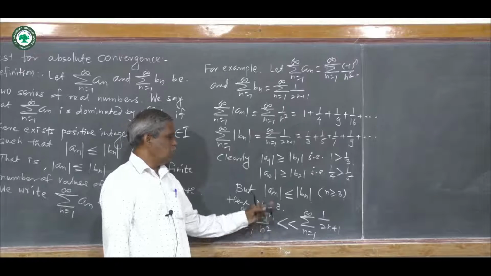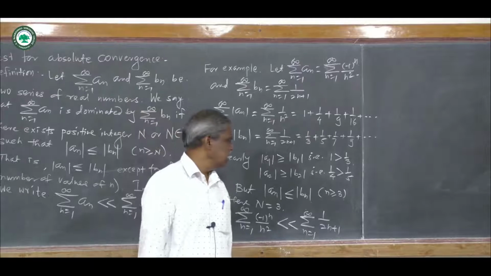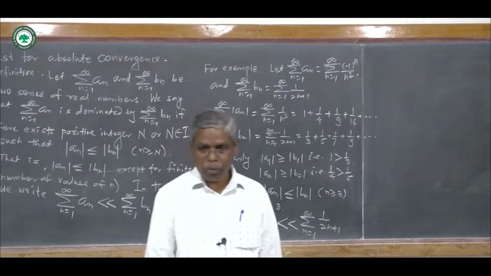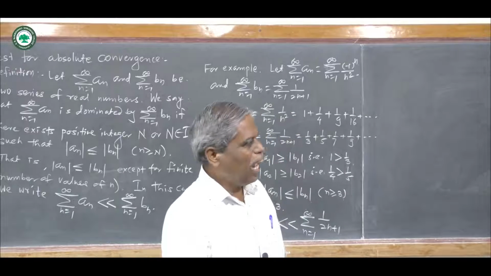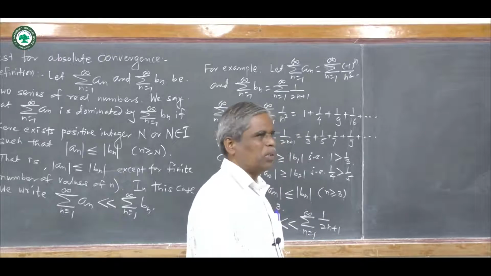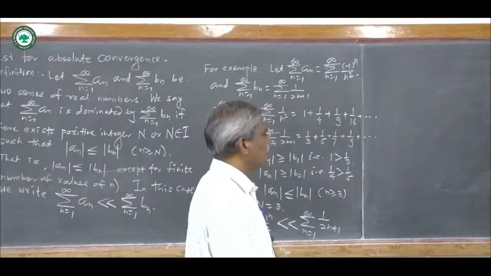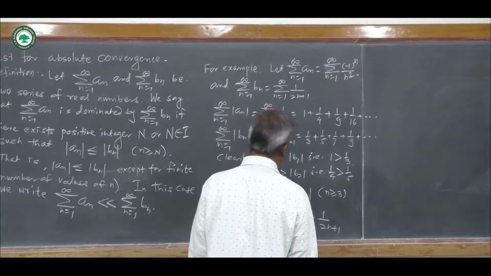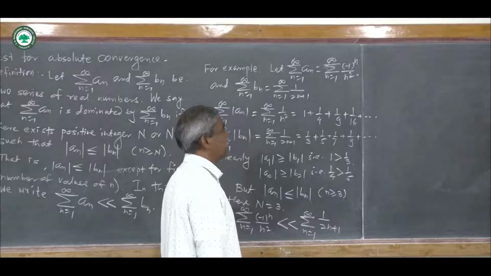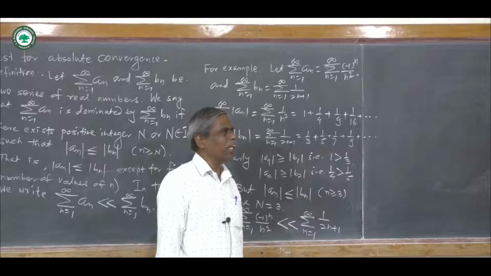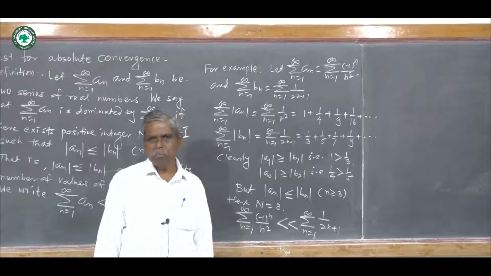This result, mod an is less than or equal to mod bn, is not true only for n is equal to 1 and n is equal to 2. That is, it holds except for a finite number of values of n. Therefore, this series sigma an is dominated by series sigma bn.